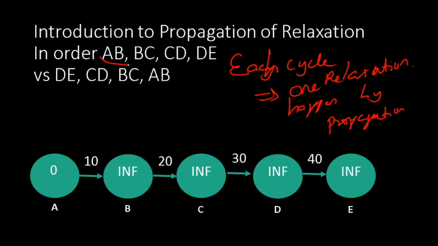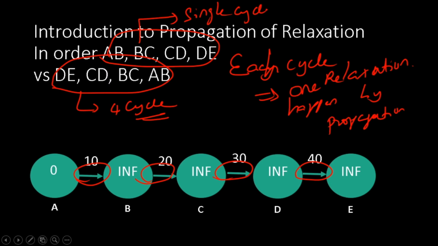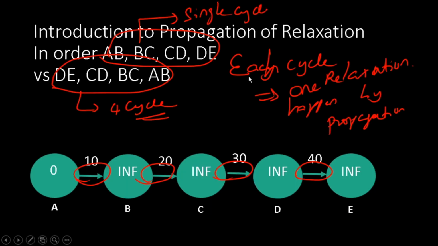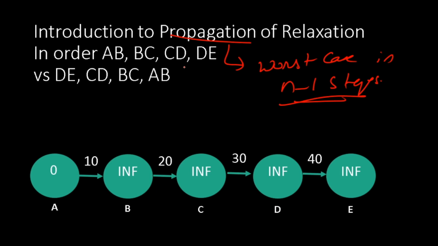Simply put, this was our best case. Single cycle. This was our worst case. 4 cycles. Why did we need 4 cycles? Because notice there are 4 edges. Okay. Also, what this means is, again we have to go back to a premise. The longest possible path in any single source shortest path is number of nodes minus 1 edge long. Okay. So in other words, all propagation will have happened, worst case, in n minus 1 steps. Very important.